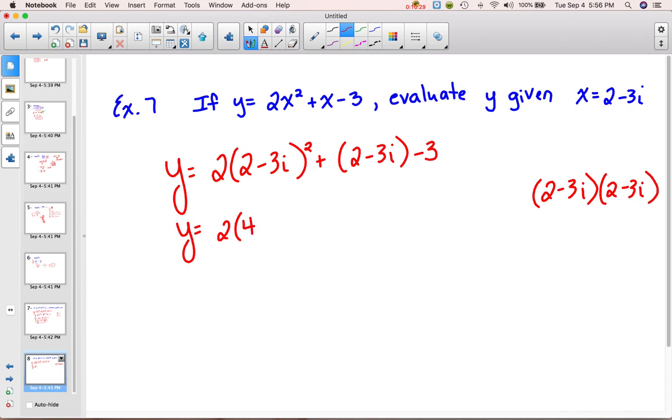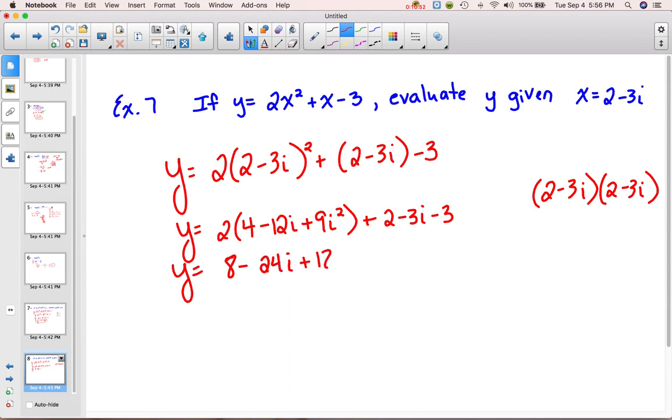We're going to get 4. Outside is minus 6i, the inside is minus 6i, so that's going to be minus 12i. And then we have plus 9i squared. Then we'll have a plus 2 minus 3i minus 3. Next, I'm going to go ahead and distribute this 2. So we have 8 minus 24i plus 18i squared plus 2 minus 3i minus 3.